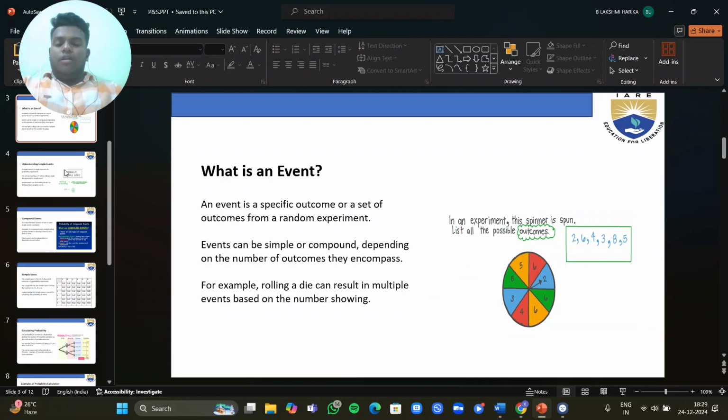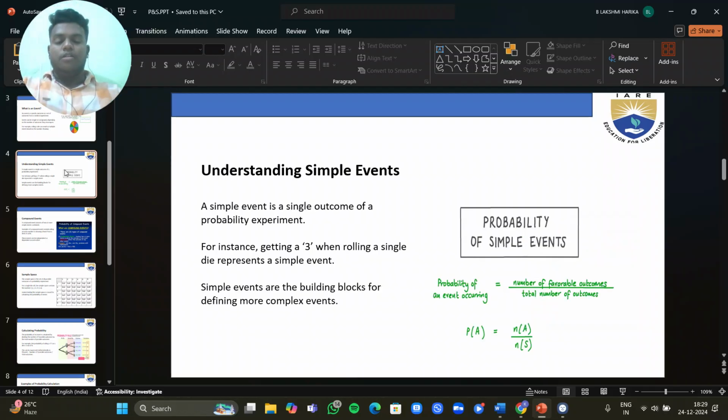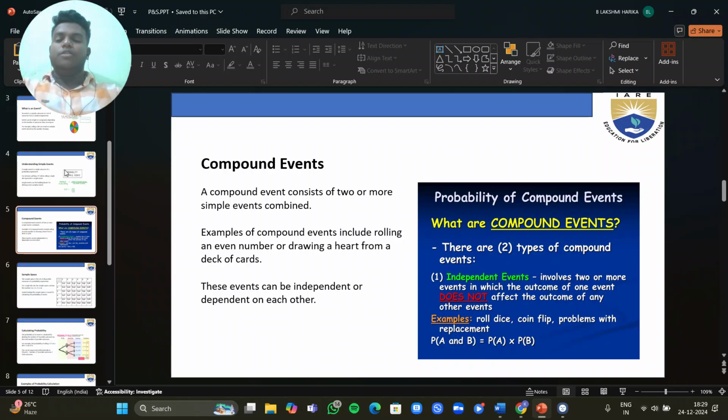What is an event? An event is a specific outcome or a set of outcomes of a random experiment. For example, rolling a dice can result in multiple outcomes based on the numbers shown. Examples in the table: 2, 6, 4, 3, 5. Probability of an event occurring is equal to the number of favorable outcomes divided by the total number of outcomes. P of A is equal to N of A by N of S.